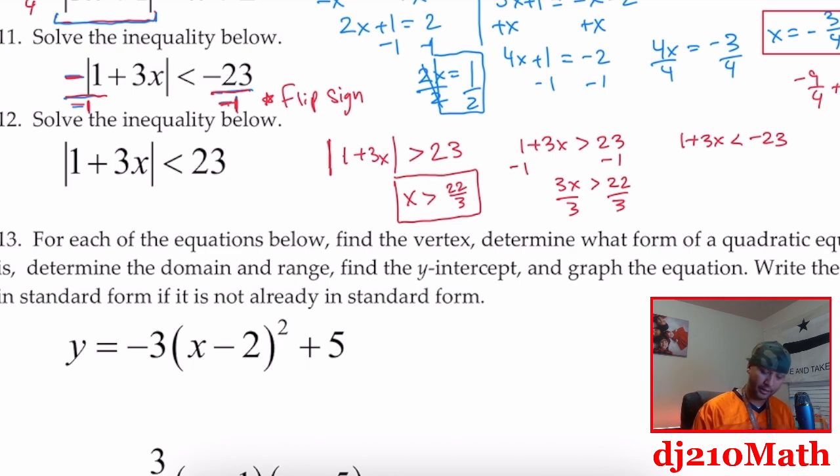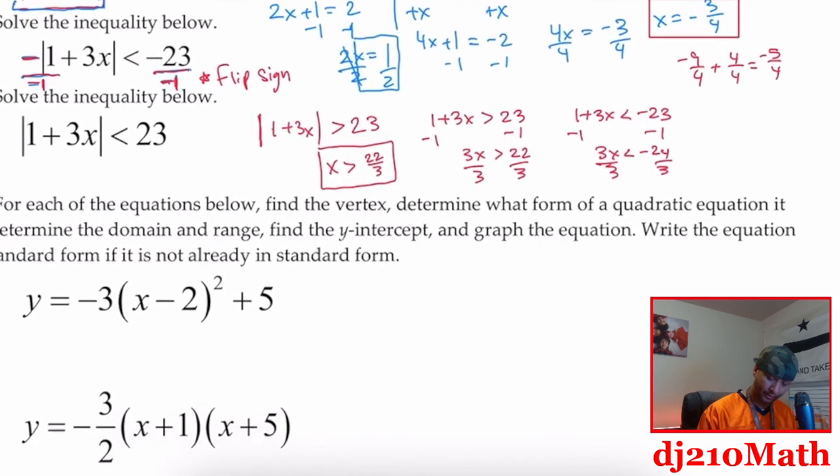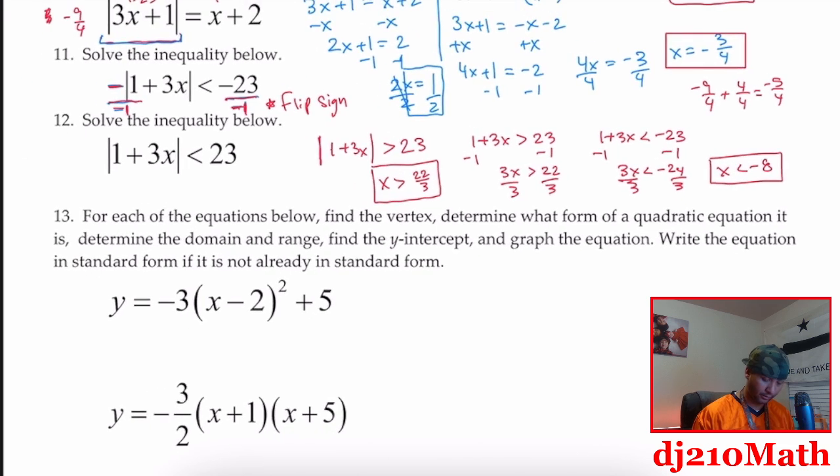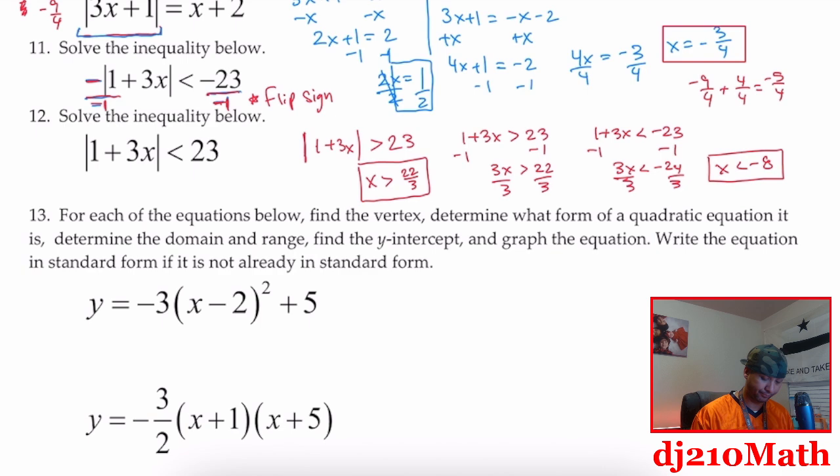All right, for the right equation, minus 1 minus 1, 3x less than negative 24. Divide both sides by 3. x is less than negative 8. All right, so these are the solutions to number 11.